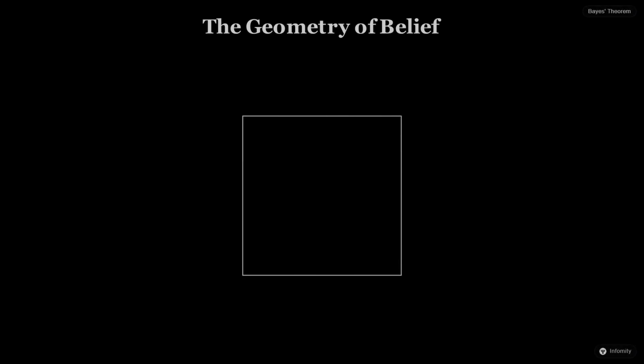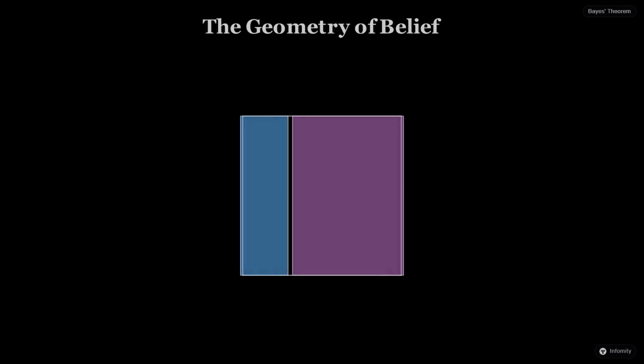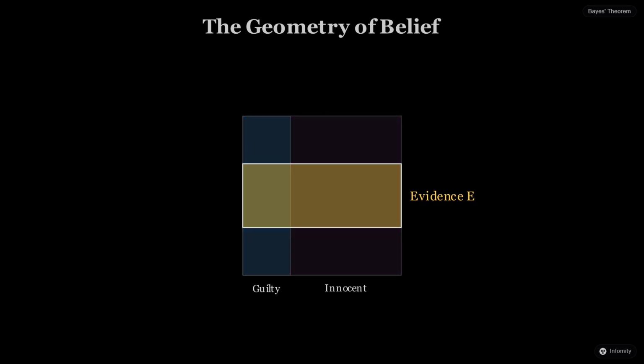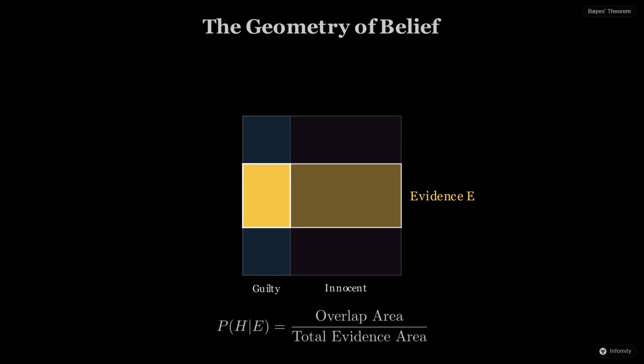To truly see Bayes' theorem, look at it as a ratio of areas. Imagine a square representing every possible world. We split it vertically into guilty and innocent based on our prior. Now, we add a horizontal layer representing evidence found. The only worlds that matter now are the ones where the evidence actually appeared. Our new probability is simply the area where guilty and evidence overlap, divided by the total area of the evidence strip.